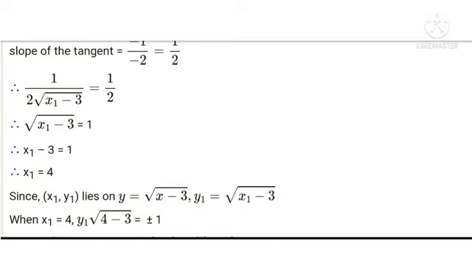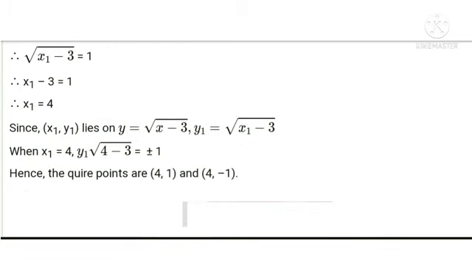Then put this line lies on the curve. Then put here the value of x1. You get the value of y1. Okay, so we get the required points.